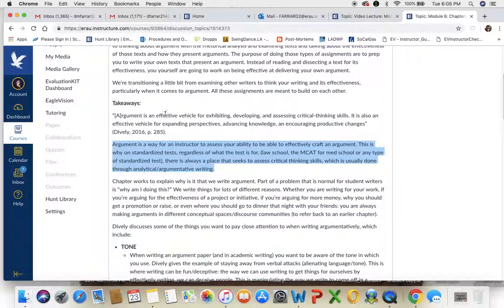Because of that first part of her quotation, this idea of assessing critical thinking skills, an argumentative assignment, just like a lot of the other assignments that we do, is another way for an instructor to assess your ability to effectively craft an argument. And you see this all the time on standardized tests, regardless of what the test is for, or even a certification test, if it's law school, if it's the MCAT to get into med school, if it's the GREs to get into graduate school, there's always a place in those tests where they want to assess your critical thinking skills, and this is always done through analytical and argumentative writing.